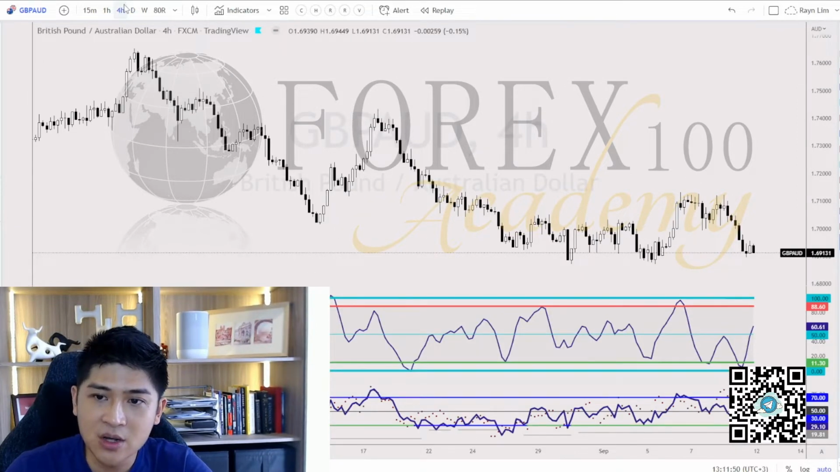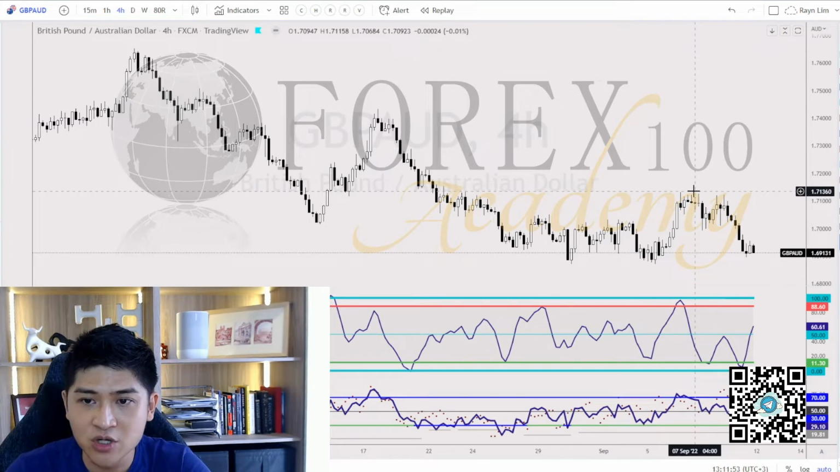Down to the 4-hour chart, what we see over here, same thing, bearish movement. If you read this as a bullish trend, then you read it wrong.